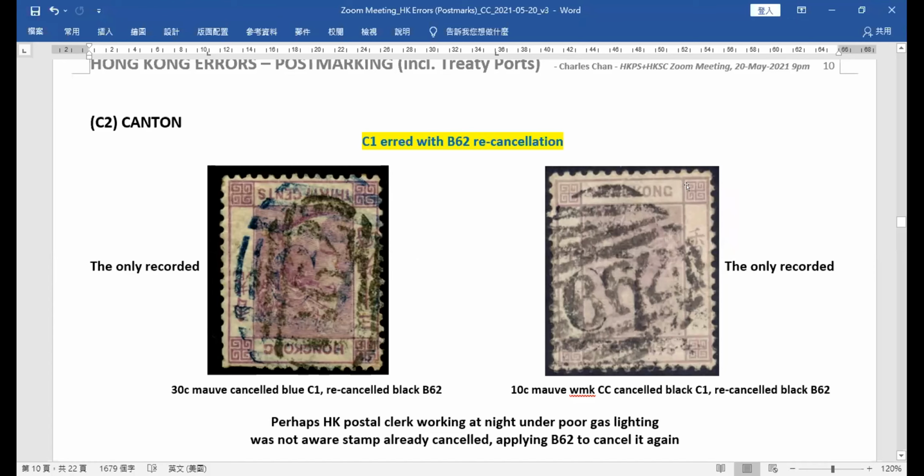But this one is strange because it is in black on a mauve 10 cents. Should be easy to recognize, but maybe the postal clerk may be sleepy at night time and struck again. No idea.